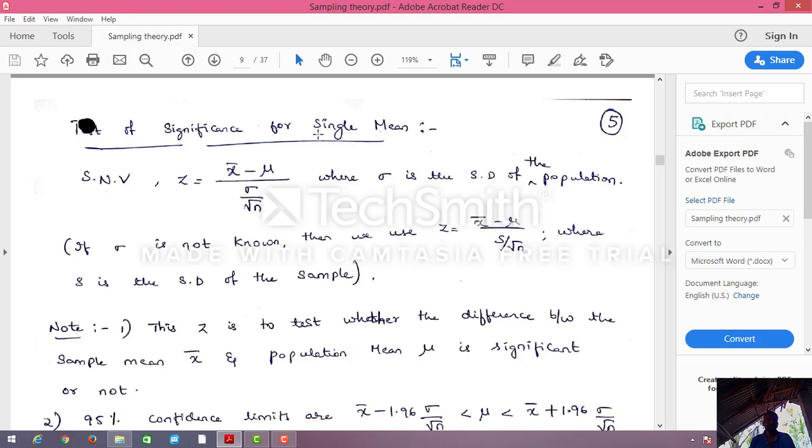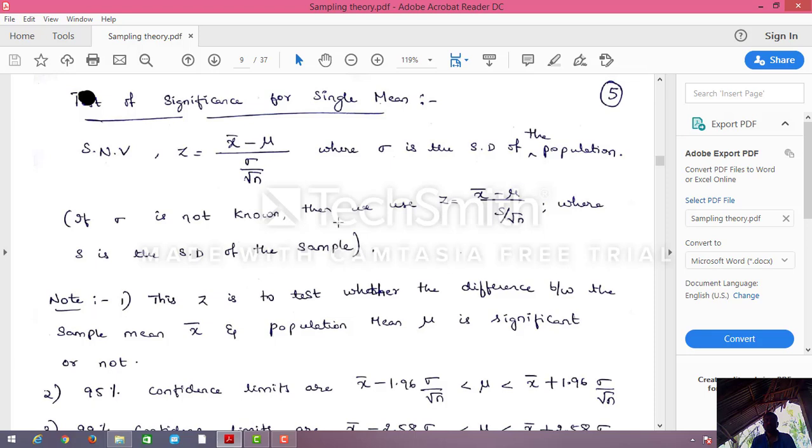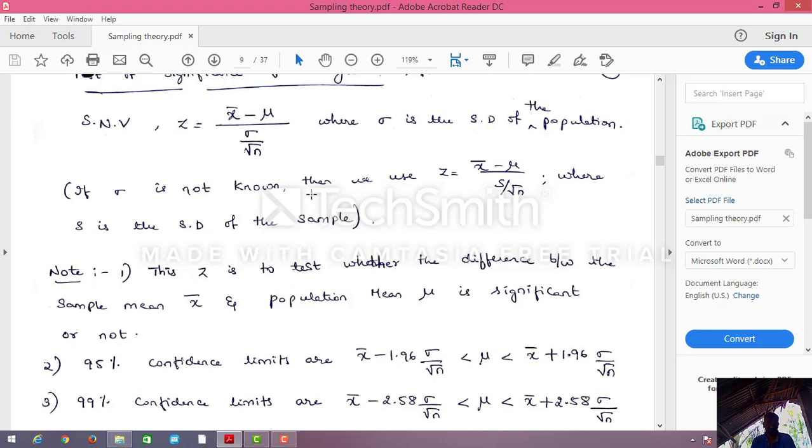In today's class, we are going to see the Z distribution, the test of significance of a single mean. For this, the standard normal variate Z equals x bar minus mu divided by sigma divided by root n, where sigma is the standard deviation of the population. Suppose sigma is not known, then we use z equals x bar minus mu divided by s divided by root n, where s is the standard deviation of the sample.